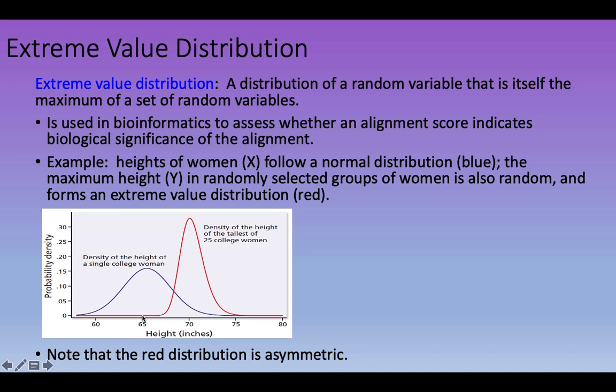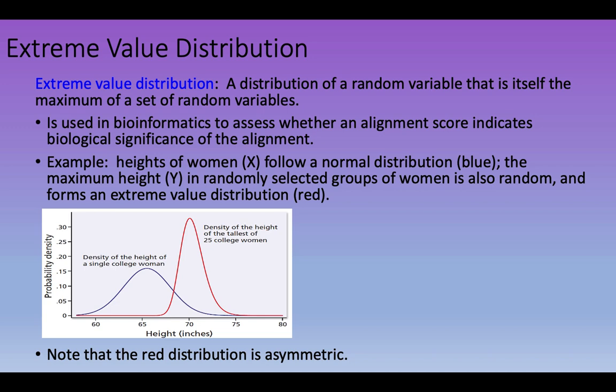The maximum height, or y, of a randomly selected group of these women in blue is actually also random. So I select 10 women, and the tallest woman is 6'2". I select another 10 women, and the tallest woman is 5'8". I select 10 women at random from this population of college women, and the tallest woman is 5'11". You get the picture, right?